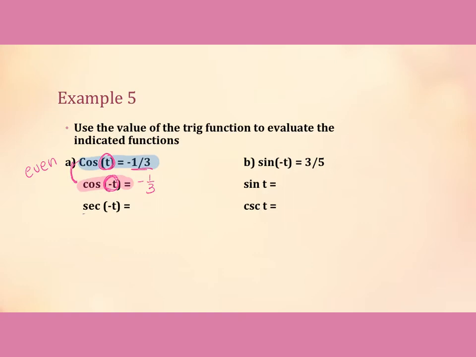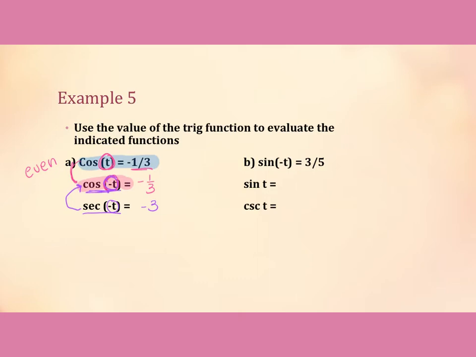And then secant of negative t is based on the cosine of negative t. Remember, secant is the reciprocal of cosine. We use this cosine because it's negative t, and I just take the reciprocal, which would be negative 3.